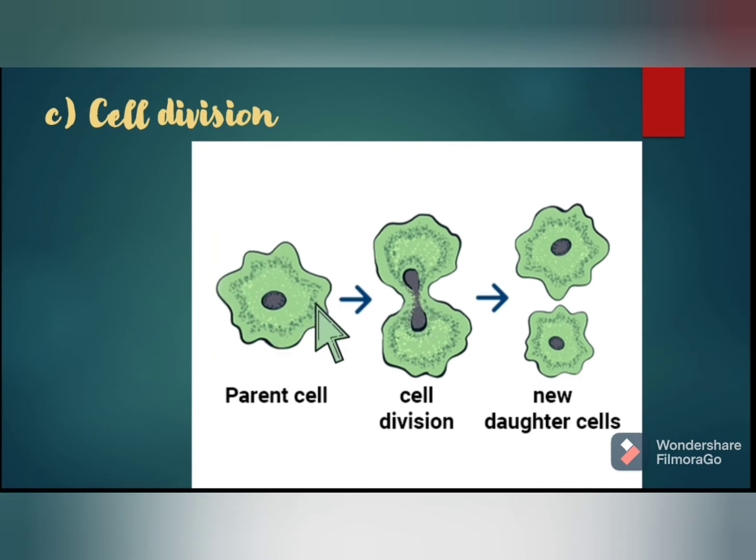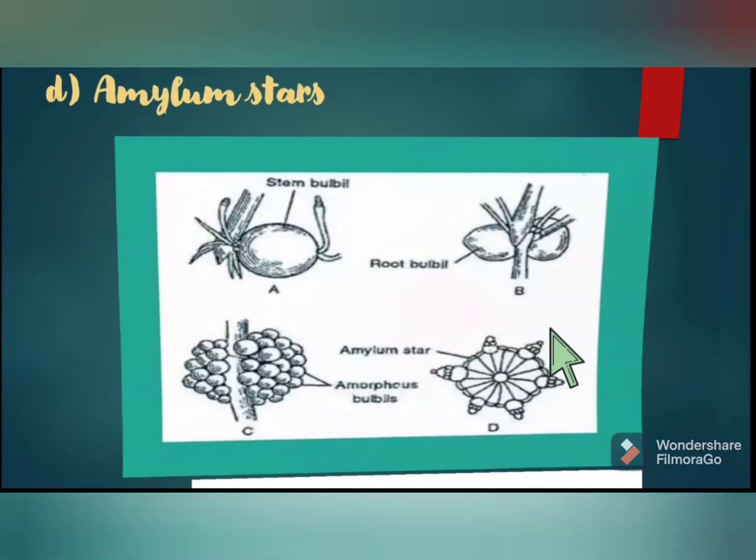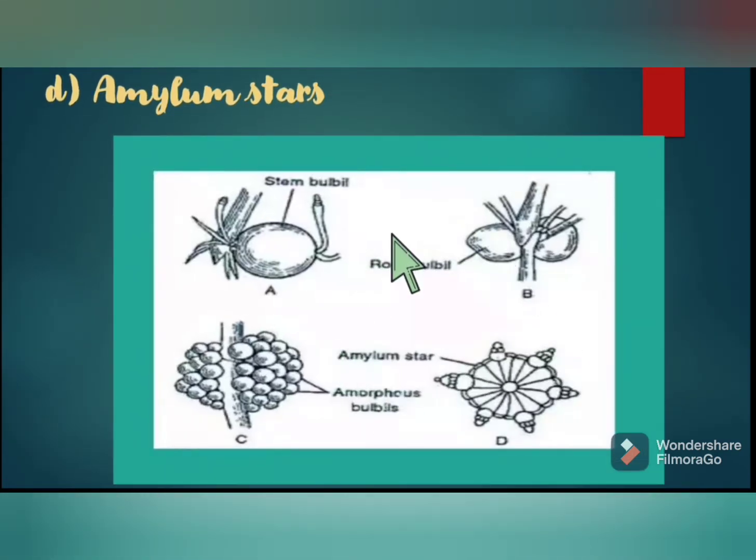But here, since it is unicellular, this is actually a method of reproduction. They reproduce by this method known as cell division. Now, coming to the next type, this one you are familiar with since we already studied the life cycle of Chara. Remember, the vegetative reproduction usually occurs by what we call the amylum stars.